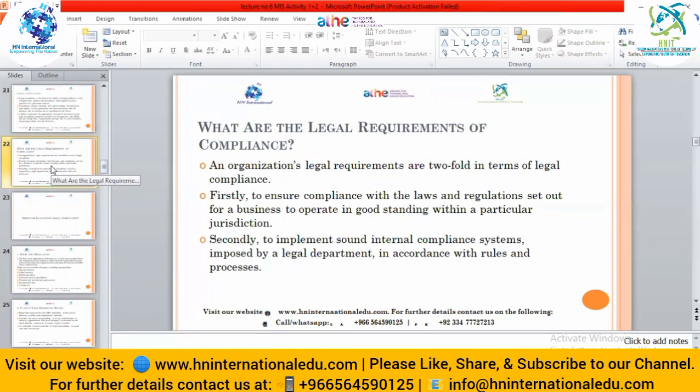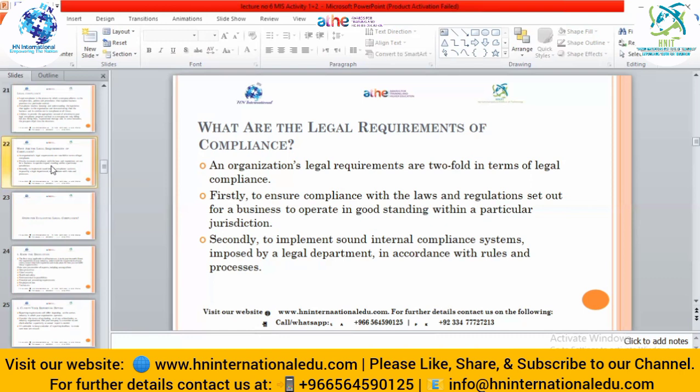First, we have to ensure compliance with the laws and regulations set out for our business to operate in good standing. So we have to ensure whether we are compliant with our legalities or not. We have to fulfill all the laws. We must know what the laws are, then we can implement them inside our organization. So the first thing is to get knowledge of which laws are implemented on organizations and are related to our organization.